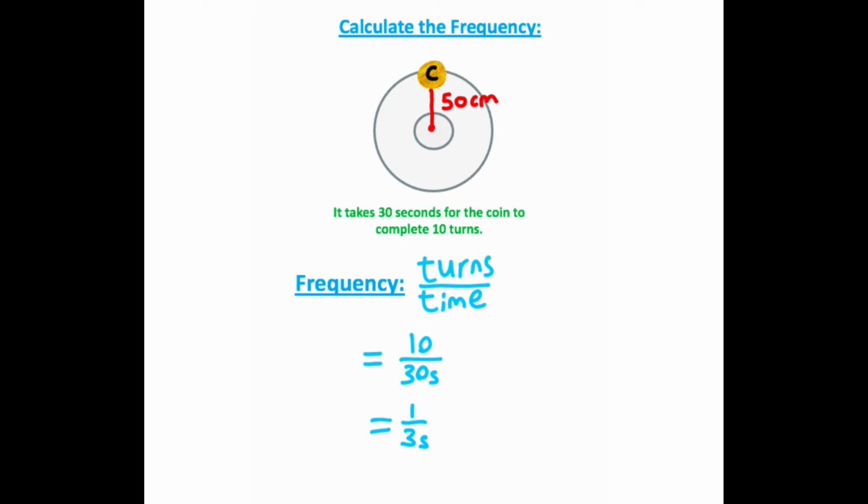And your unit for frequency is going to be hertz. Also, something to keep in mind is 1 divided by 3 on a calculator is the same thing as 0.33 repeating. So 0.33 hertz approximated to the second decimal place is going to be the frequency of motion.